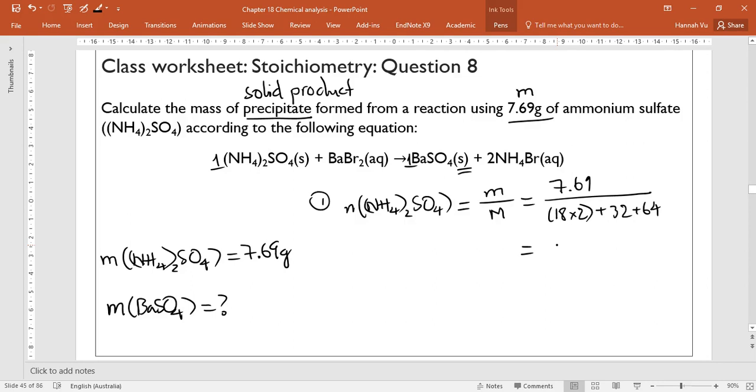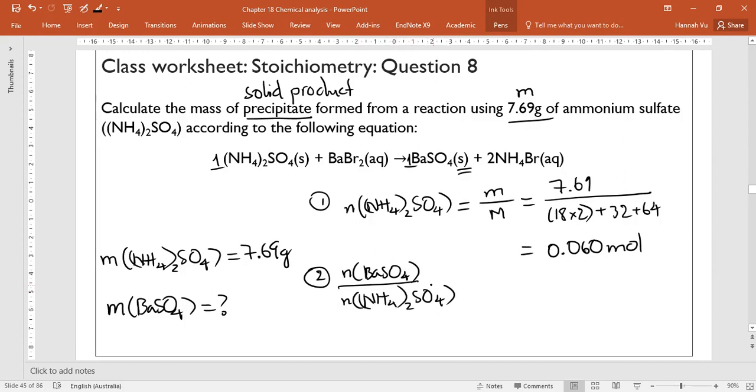So 7.69 divided by 132 is 0.060 to two significant figures. Keep the value in the calculator though. From the equation, the number of mole of barium sulfate and the number of mole of (NH4)2SO4. Why did I write a question with such a long formula? Can't really blame anyone. I wrote this thing. Okay, it's a 1-to-1 ratio. So the number of mole of barium sulfate, BaSO4, is going to be the same as the number of mole of ammonium sulfate, which is 0.060 mole. I'm not using this value. I'm using the one in my calculator.